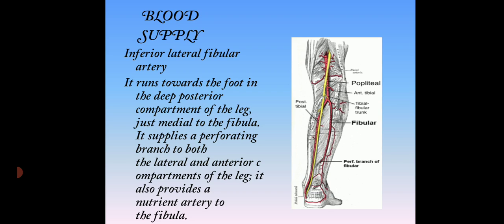Next, we are going to see the blood supply. The blood supply to this region is provided by the superior and inferior lateral fibular arteries. The inferior lateral fibular artery runs towards the foot in the deep posterior compartment of the leg, just medial to the fibula. It supplies a perforating branch to both the lateral and anterior compartments of the leg. It also provides a nutrient artery to the fibula.